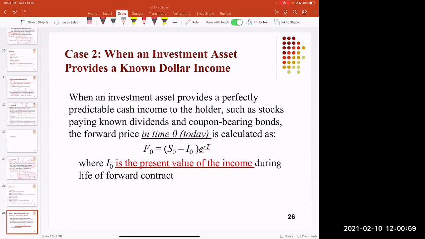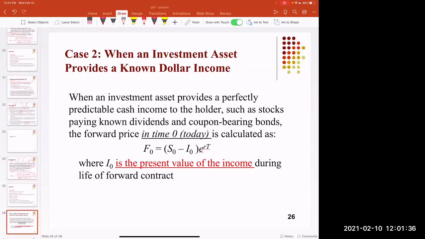contract, and arbitrage opportunity for case 1, right? Which is the underlying investment assets provide no income. So today we're going to talk about case 2, which is the investment assets provide a known dollar income. So known dollar income, for example, stock paying dividend, bond paying coupon, right? So in this case, when investment assets provide a perfectly predictable cash income to the holder, such as stock paying dividend and coupon bearing bonds, the forward price.